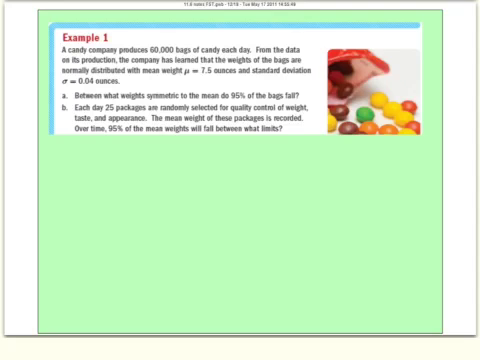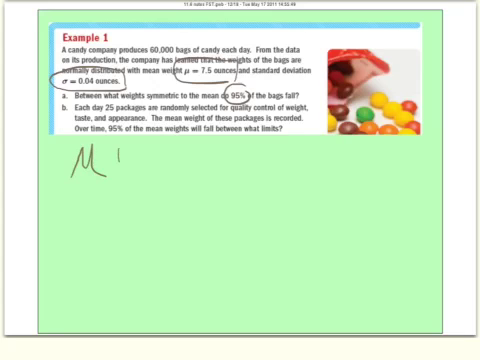Let me show you an example here. All right, here we go. A candy company produces 60,000 bags of candy each year. From the data on its production, the company has learned that the weight of the bags are normally distributed with a mean, or mu, of 7.5 ounces and a standard deviation, which is the sigma, of 0.04 ounces. Part A, between what weights symmetric to the mean do 95% of the bags fall? Folks, all you need to do for this section is this.